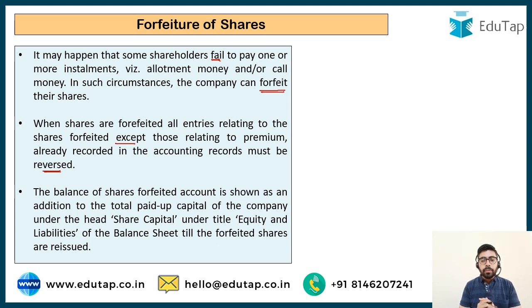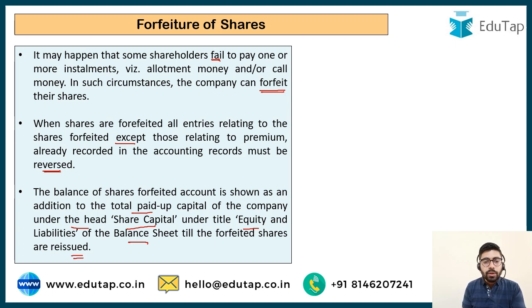So if securities premium has been received from Sahil, it is not going to be transferred to the share forfeiture account. Everything else is going to be transferred to the share forfeiture account. The balance of the shares forfeited account is shown as an addition to the total paid up capital of the company under the head share capital, under equity and liabilities side of the balance sheet, till the forfeited shares are reissued.